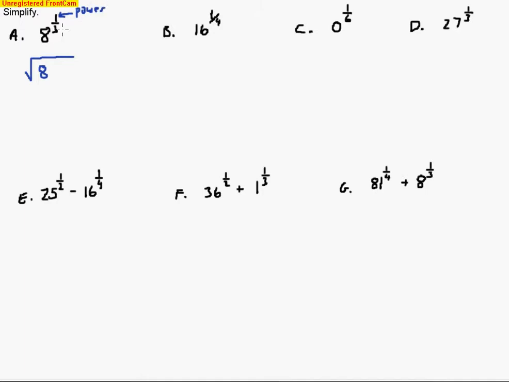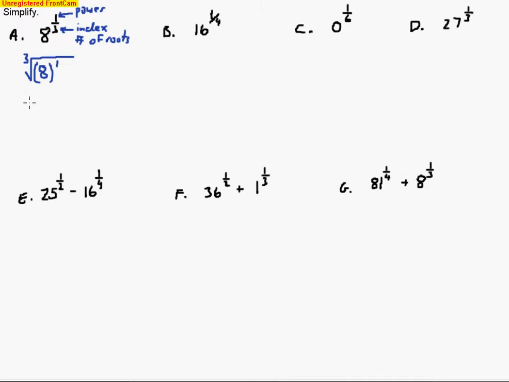And the 3 represents the index. It tells us the number of roots that we're looking for. That's what we're looking for when we're talking about radicals: the number of roots. So 8 is to the first power, but we're looking for 3 numbers that multiply to make this 8 to the first power.